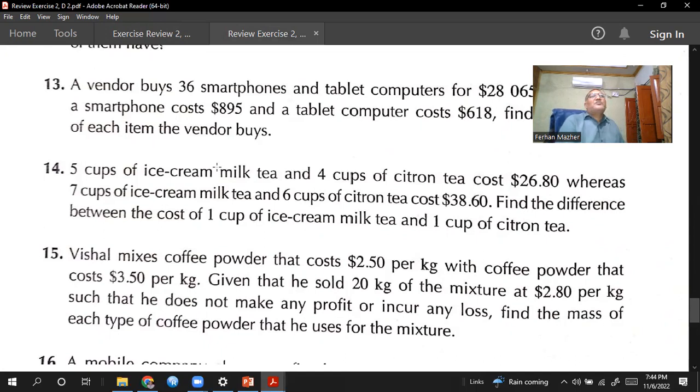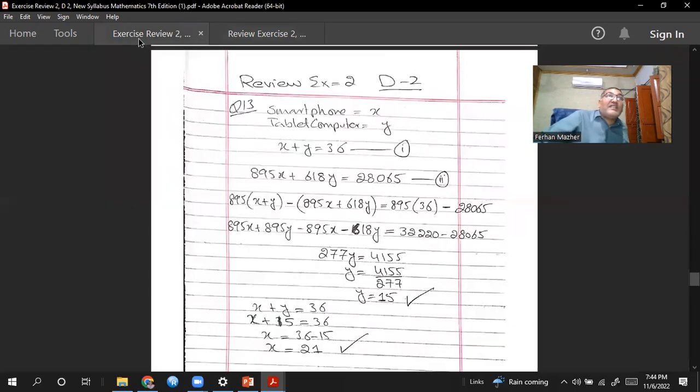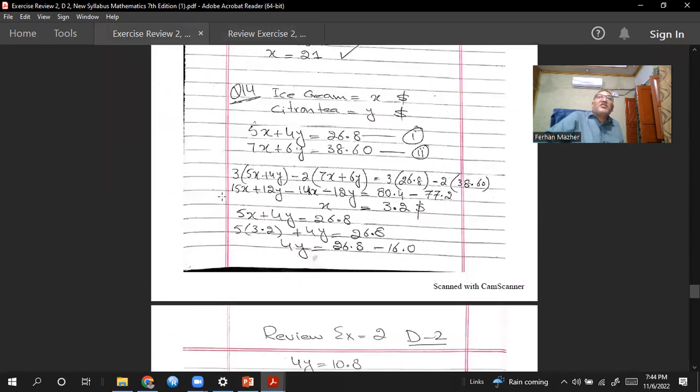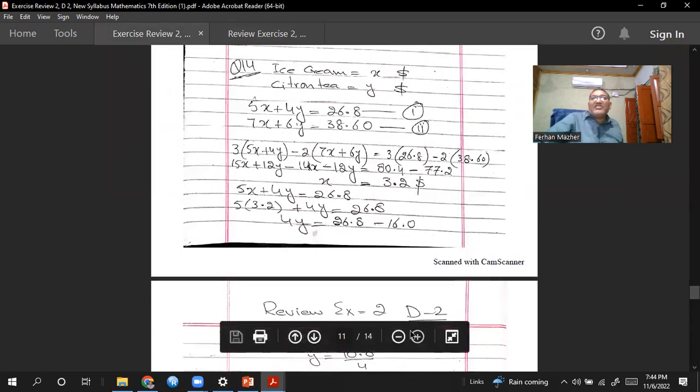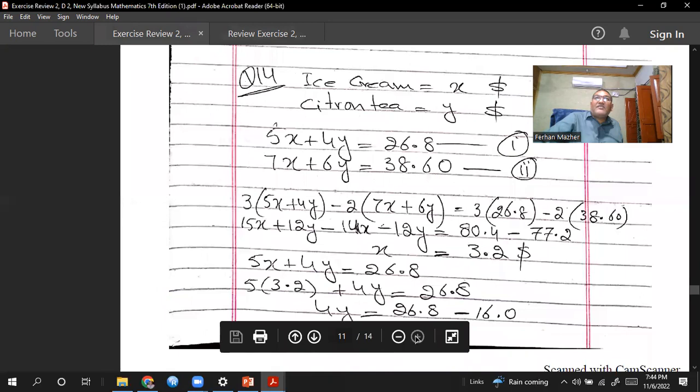Very simple. Suppose the price of the ice cream milk tea is x dollars and the price of the citron tea is y dollars. So 5x plus 4y will be equal to 26.80, and 7x plus 6y will be equal to 38.60. These will be my two equations, and then I will solve them simultaneously. Then I will find the difference between x and y. Very simple, straightforward strategy. The rest is just simple mathematics.